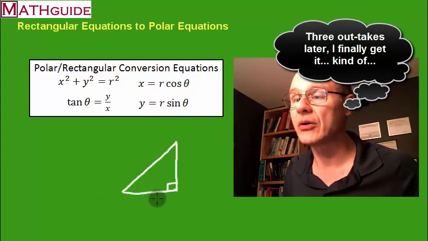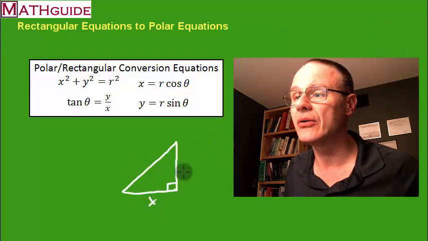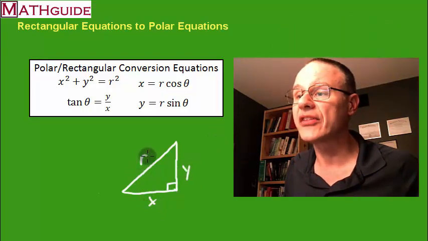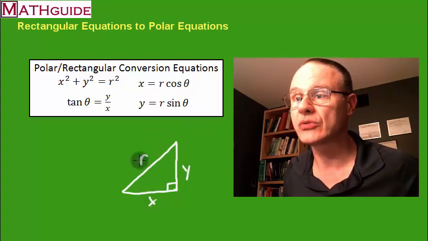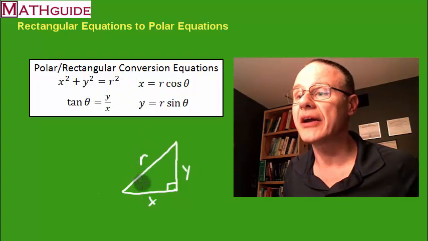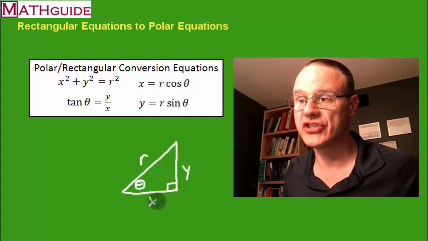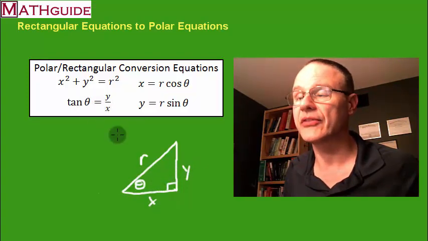Let's talk about this. Well, we know that this is the x value. This is the y value. And I know that this is the r value. Pythagoras says that x squared plus y squared is equal to r squared. I know that this is theta, my angle. And remember, tangent is defined as opposite over adjacent. There's the other one right there.